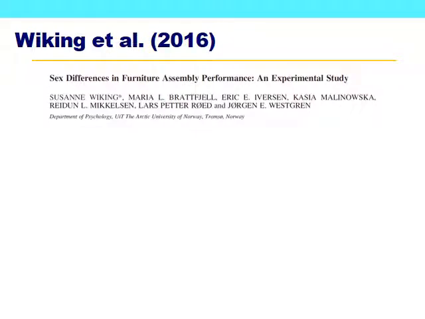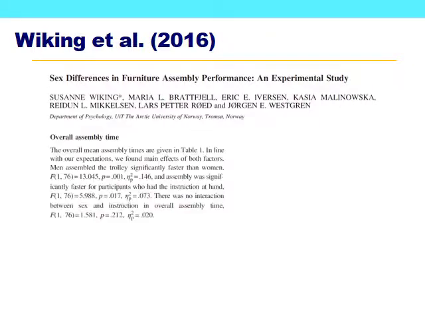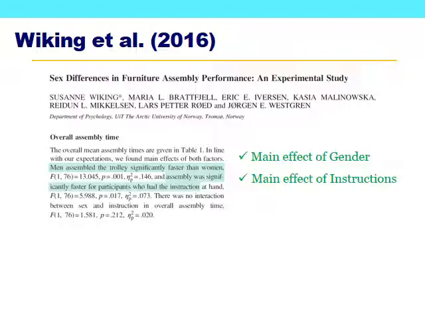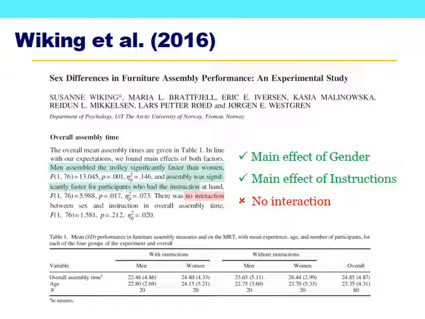Here are the actual results of the IKEA study. In terms of overall assembly time, they found a significant effect of sex, such that men overall assembled the kitchen cart much faster than women did. They also found a significant main effect of instructions. Overall, people who had instructions assembled the cart much faster than people who didn't have instructions. In their study, however, they didn't actually find a significant interaction between sex and instruction. In their study, instructions were equally beneficial to men and women.